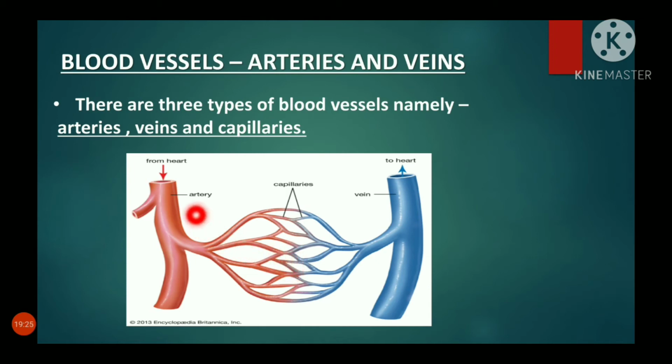Students, are you clear? Arteries carry oxygenated blood to different parts of the body. But the pulmonary artery carries deoxygenated blood to the lungs. Here, all the veins carry deoxygenated blood, but the pulmonary vein carries only oxygenated blood. Capillaries are the connection between the arteries and the veins.